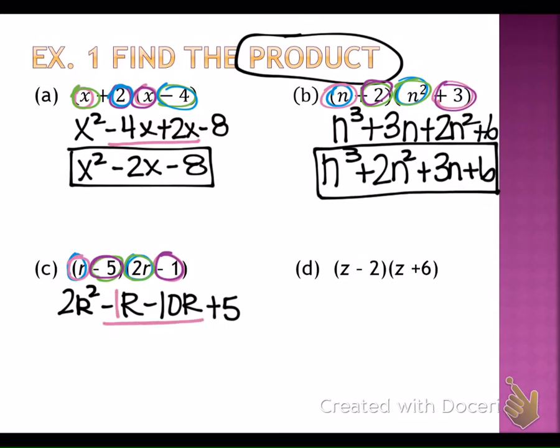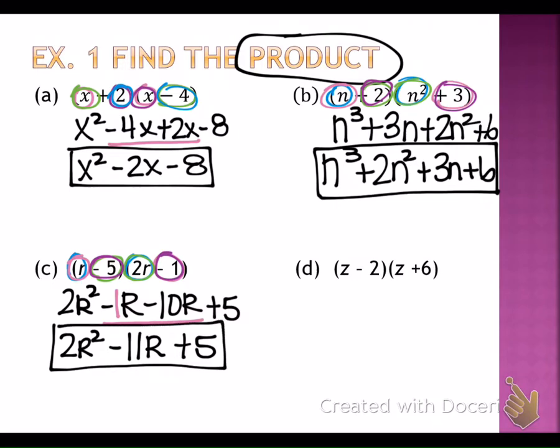Good. Negative 1R and negative 10R. So I bring down the 2R squared. What is, Emma, negative 1R minus 10R? Negative 11R. And then I bring down the plus 5. So I have FOILed, I have combined my like terms, and my final answer is in standard form.